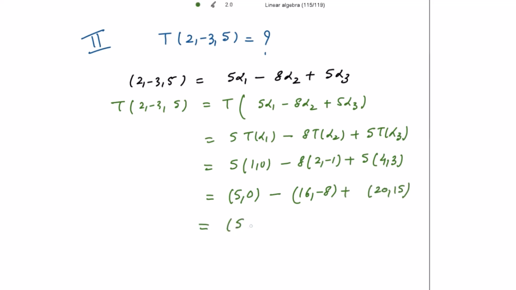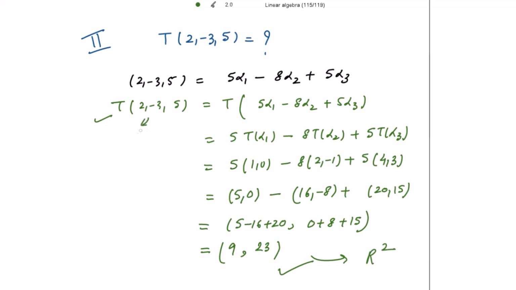Then the first element becomes 5 minus 16 plus 20, and the second element is 0 minus, minus and minus becomes plus. So this is 0 plus 8 plus 15. So 20 minus 16 is 4, and 4 plus 5 is 9, and from here 15 plus 8, that is 23. So the value of T of 2, minus 3, 5 is 9, 23. This value is in R2, the second dimension, and this is in R3. T is a transformation from R3 to R2. It is given to us. Right? So this is how we do these kinds of examples.